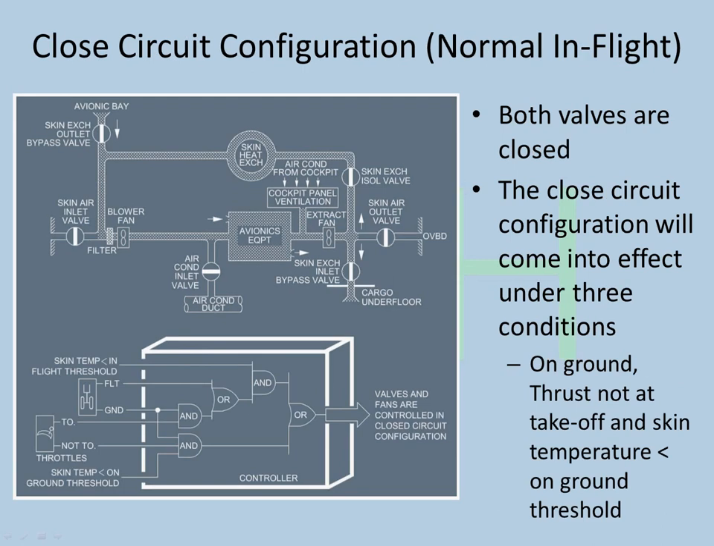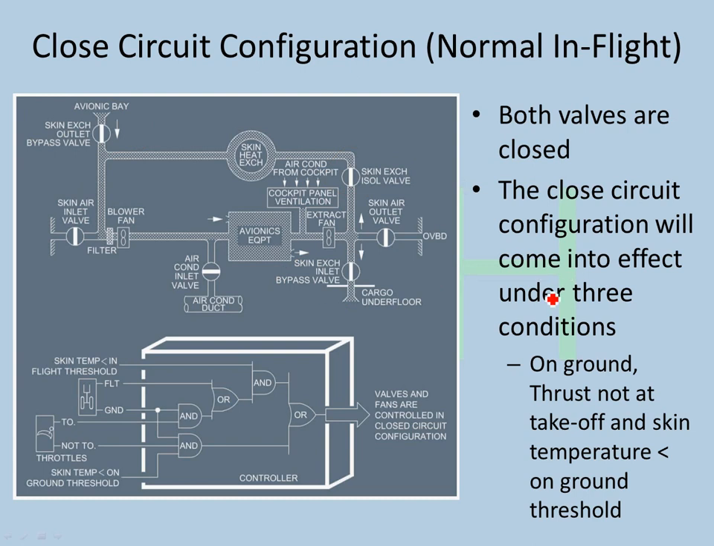Now closed circuit configuration. The first important thing you have to know is these two valves are closed. So now since these two valves are closed, we don't have outside air coming into the avionics ventilation system. So this valve is open, as you can see. Now since this valve is open, hot air will go from here, the skin heat exchanger will have a coolant that will cool the air and send it back. Also the cargo underfloor is circulated through this valve being open, and the avionics bay is also circulated.